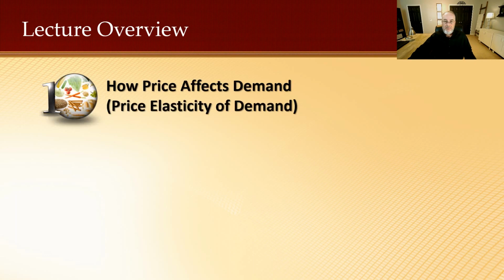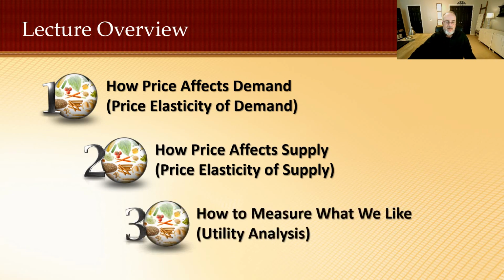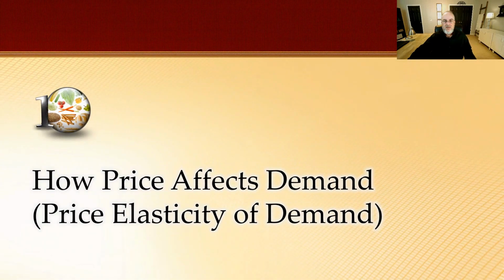So what do we want to talk about today? Really going to talk about three things. First of all, we're going to talk about how price affects demand. That's something we call price elasticity of demand. Secondly, we're going to talk about how price affects supply. This is what we call the price elasticity of supply. And then thirdly, we're going to talk about how to measure what we like. And that's what we call utility analysis. So let's begin then with how price affects demand.